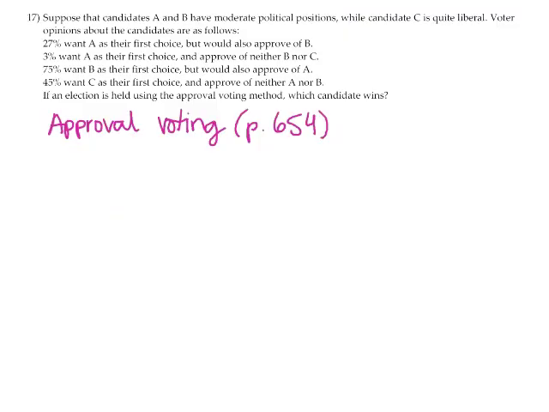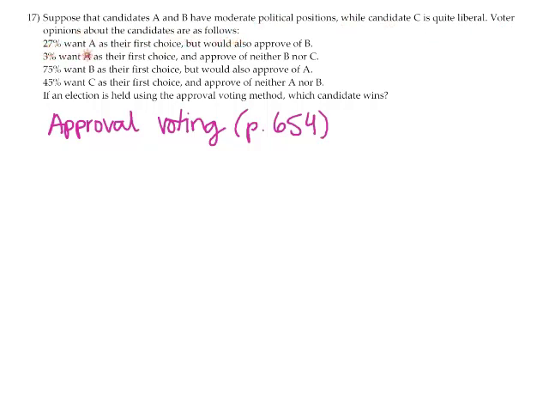So this next problem, 17, asks us to use the approval voting method. So to start, we have: suppose that candidates A and B have moderate political positions, while candidate C is quite liberal. Voter opinions about the candidates are as follows.